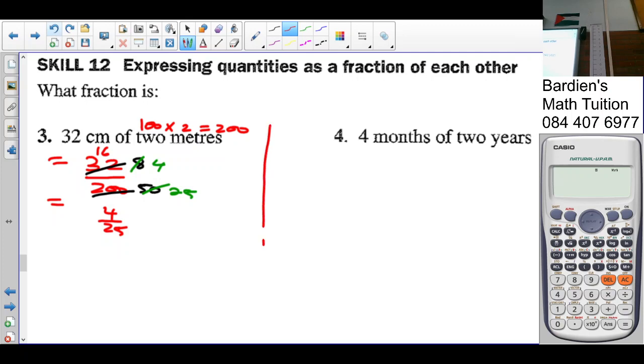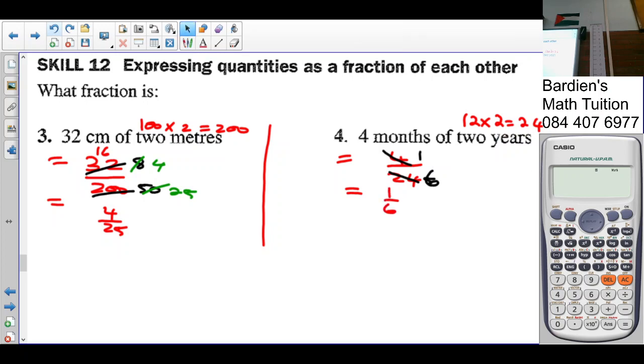Number 4. 4 months of 2 years. How many months are there in the year? 12. So it's going to be 12 times 2, which is 24. 24 months. Okay. 4 months of 24 months gives you 4 over 24, which is? What number goes into 4 and into 24 without remainder? 4. 4 goes into 4 once, 4 goes into 24 6 times. The answer is 1 over 6. Any confusion? No. Okay.